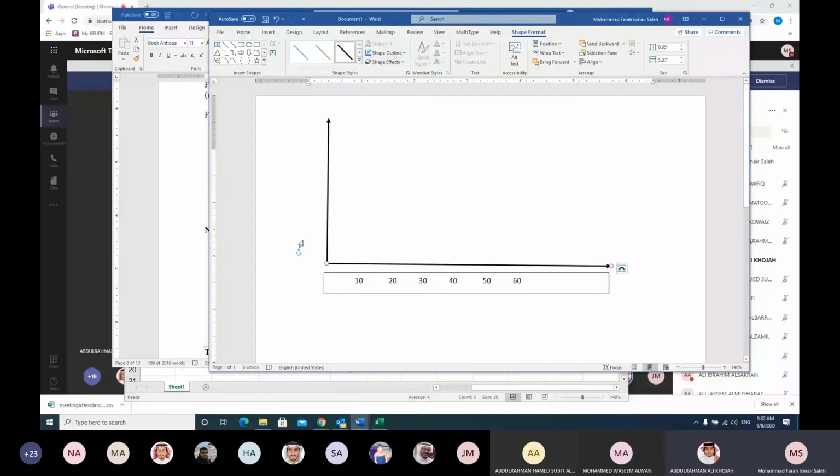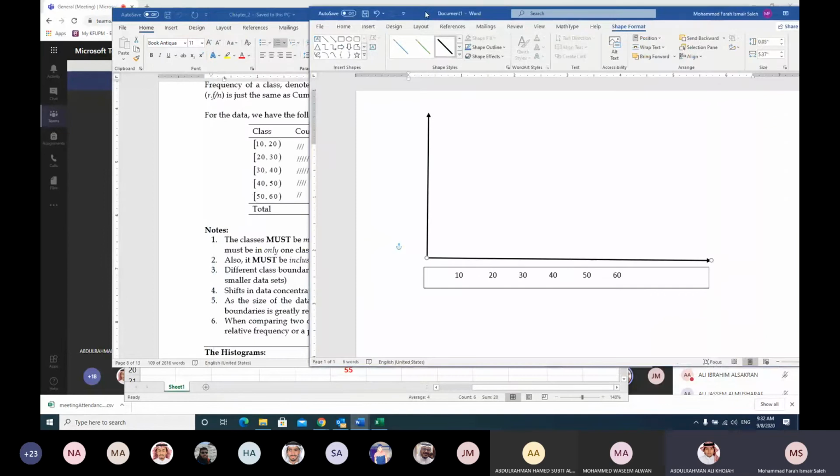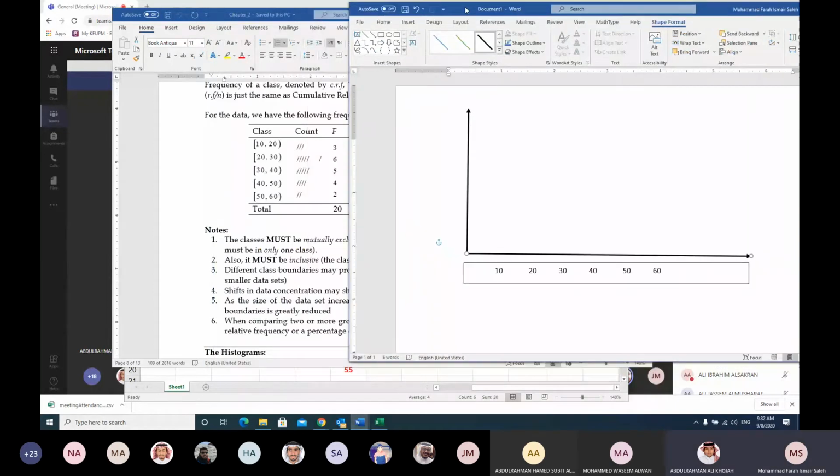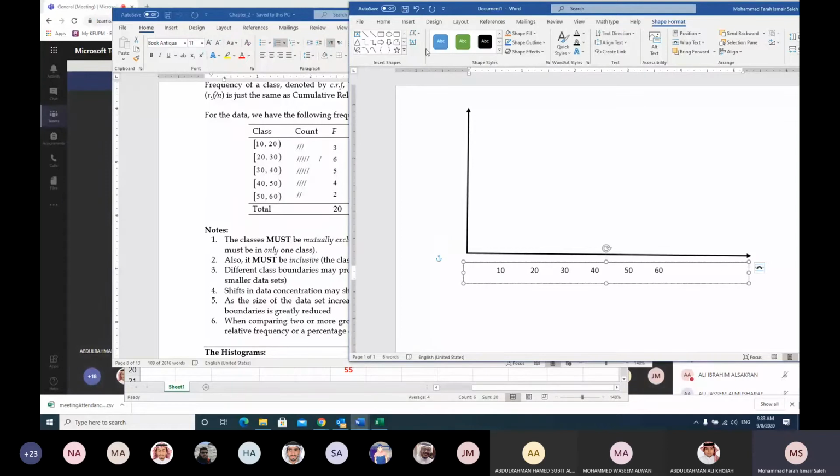We need the y-axis. In the y-axis, what is the minimum frequency? Minimum 2, with maximum 6. Then we can take it 1, 2, 3, 4, 5, 6. Now between 10 and 20, we need to draw a bar. The height of the bar equals what?